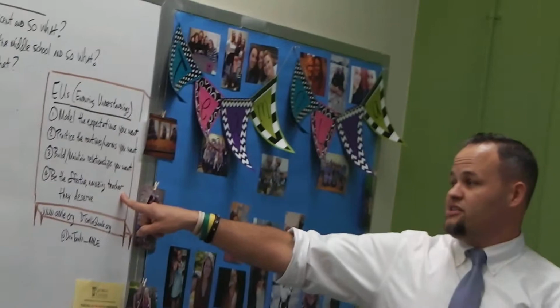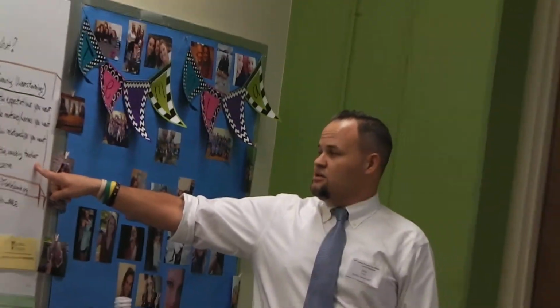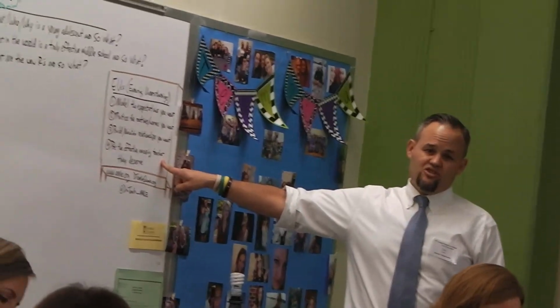Build and maintain the relationships that you want. What kinds of things are you going to do with kids? Not just at the beginning of the year as an icebreaker or a warm-up, but what are you going to do with kids every single day to build and maintain those relationships? And relationships with parents and with other teachers. Those relationships are key. And last but not least, not just be an effective teacher, be an amazing teacher. Be the effective, amazing teacher that they deserve.